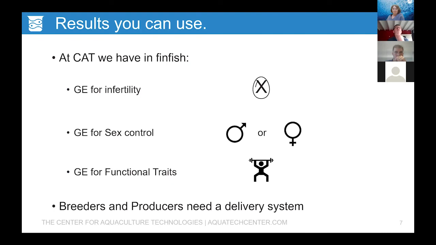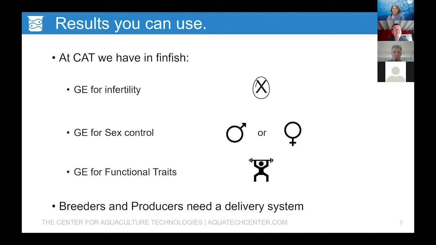At CAT, the Center for Aquaculture Technologies, we have in finfish already gene editing operating for infertility. We're able to manage the sex of the species that we're working in, so we can produce males only or females only, and we're working on functional traits that are delivering better performance in the animals that we've edited.